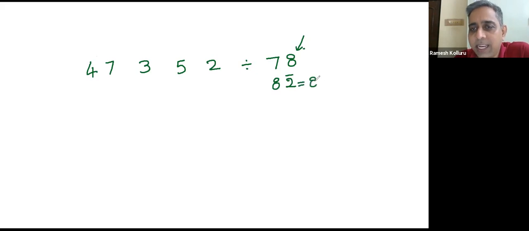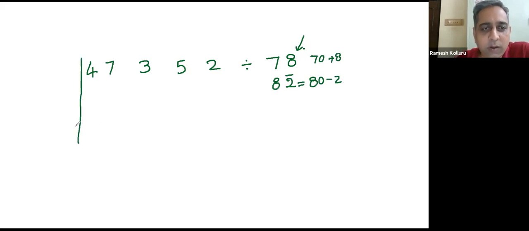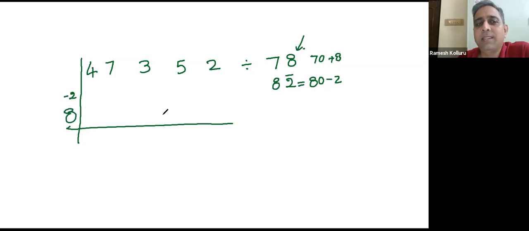This means 80 minus 2. This is 70 plus 8 or 80 minus 2. We represent in this fashion. And then we are going to divide, we are going to write in our place 8 minus 2. Right? So now we are going to leave this one place.